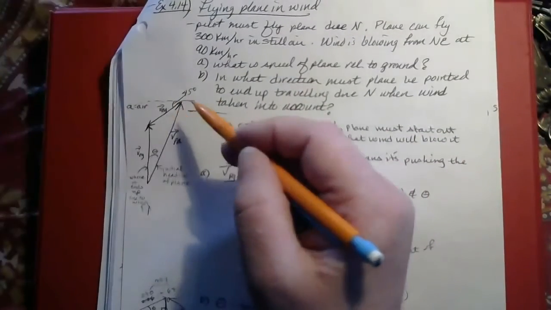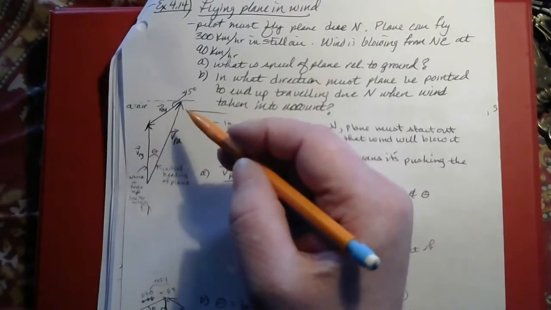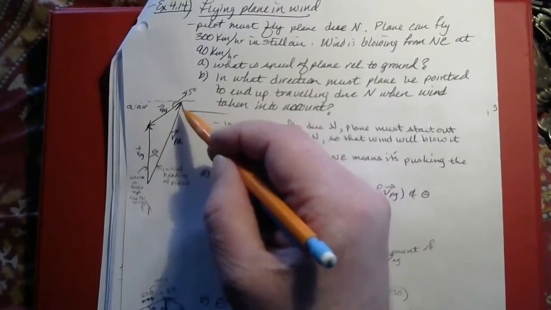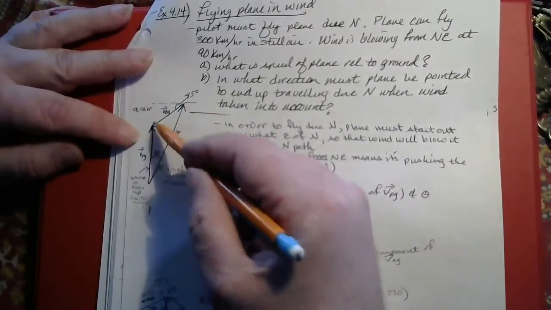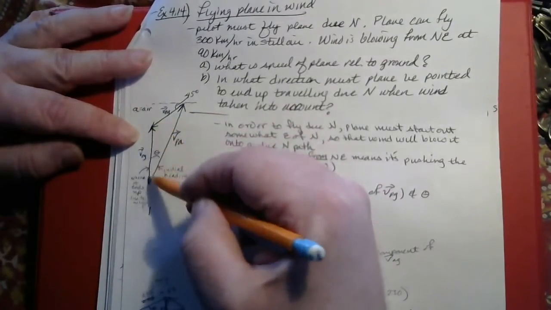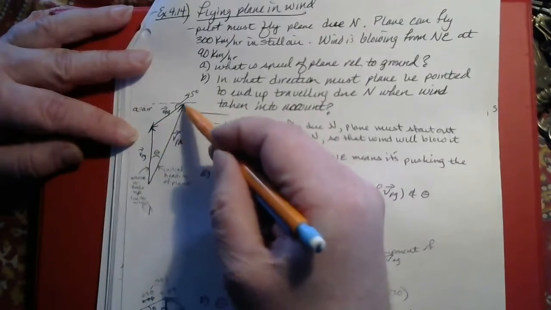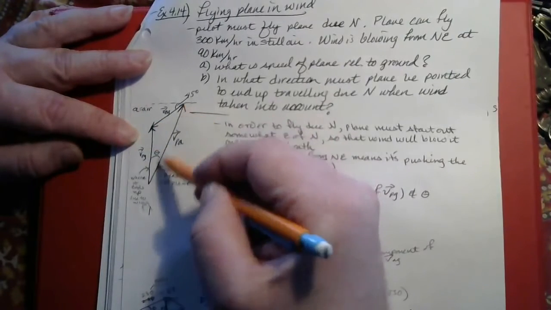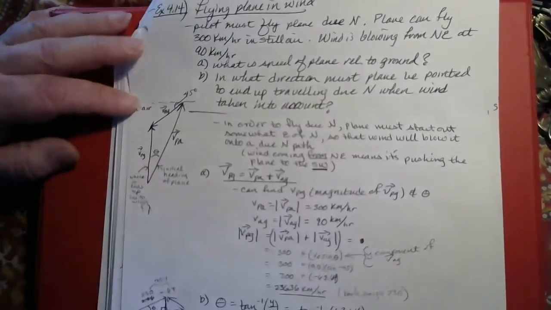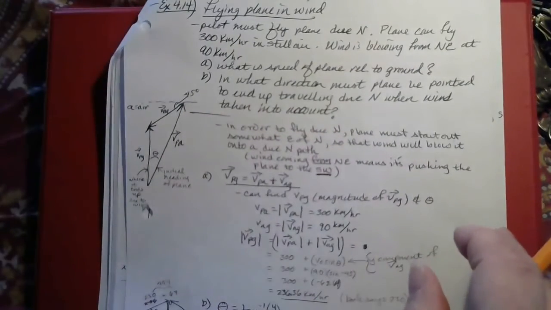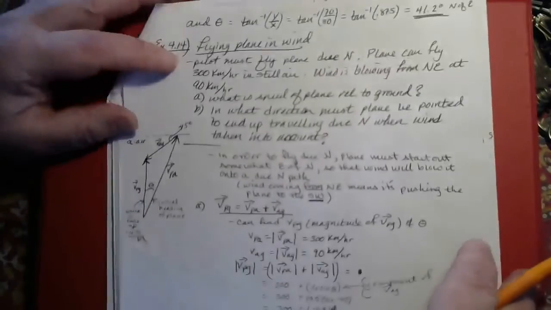Also, because the wind is blowing generally against the direction you're flying, the wind is going to slow you down. So if you want to end up proceeding due north with this velocity, your actual velocity is going to have to be this much greater than that. So we're going to find out what those actual numbers are in this question.